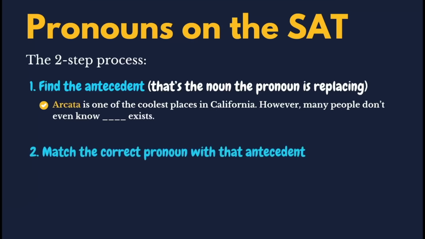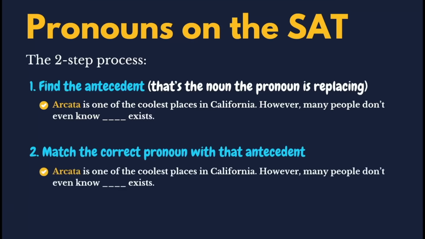Step two, just match the correct pronoun with that antecedent. So if my original noun is Arcata, I have to think, is Arcata singular or plural? It's singular, right? And is Arcata a person? So would I use he or she? Or is Arcata not a person? It's not a person. So I'm going to use the singular pronoun it. And that's really it. That's the two-step process. But for some questions, it's going to get a little bit more complicated. It's not going to be quite as easy to find the antecedent per se. So let's do some example problems so that you can actually practice this process.